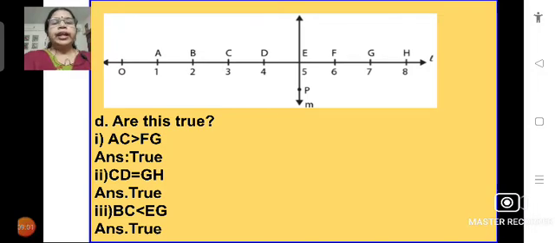Children, with this question we come to the end of exercise 5.5. So we end the session here. We will learn the next topic and solve more problems in our coming session. Thank you.